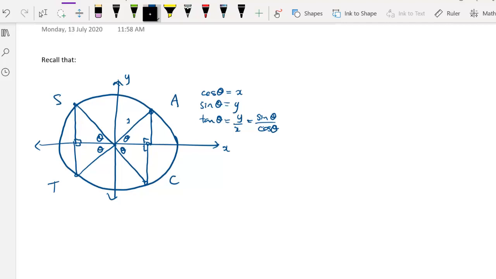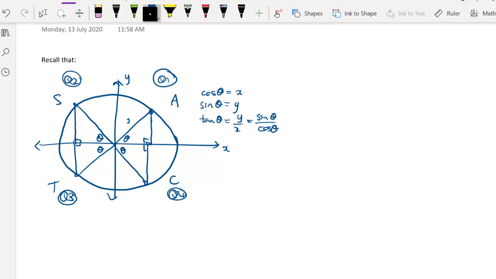that in quadrant 1, all of these ratios are positive. In quadrant 2, only sine is positive. In quadrant 3, only tan is positive. And in quadrant 4, only cos is positive.